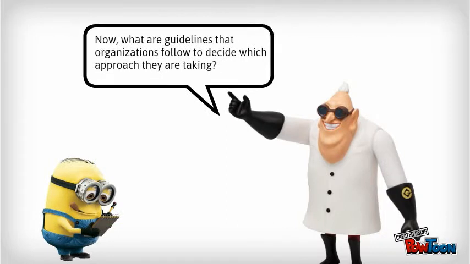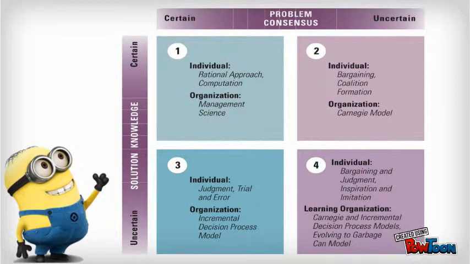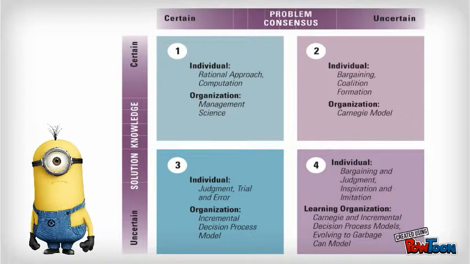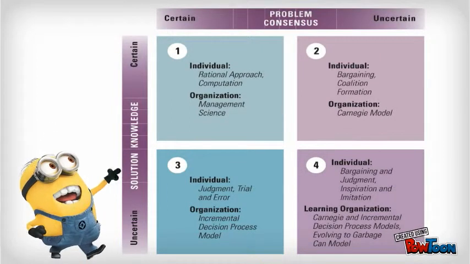Now, what are the guidelines that organizations follow to decide which approach they are taking? Basically, both individual managers and organizations assess 2 dimensions at the same time: the degree of problem consensus certainty and the degree of solution knowledge certainty. Those 2 dimensions together construct the contingency decision-making framework, bringing up 4 outcomes for choosing decision models.